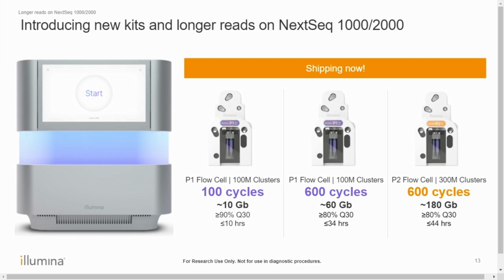We have also, for the first time, brought longer 600 cycle reads to the NextSeq 1000 and 2000 systems on both the P1 and P2 flow cells. The P1 flow cell will provide 60 gigabases of output with much better data quality and much faster runtime than the older MiSeq v3 chemistry. The P2 flow cell is a higher output version, provides 300 million reads and 180 gigabases of output with a still sub 2-day runtime.